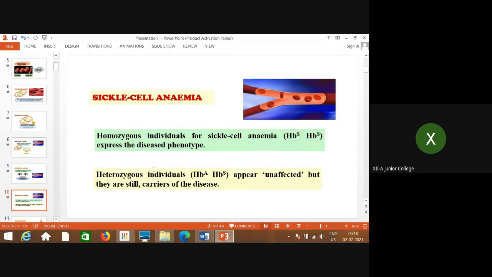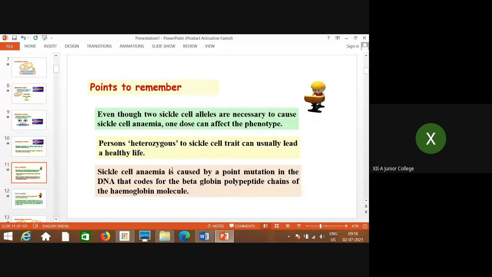But if the individual is heterozygous, that means one allele is normal and the other is sickle cell, it is represented as HbA HbS. In this heterozygous form, as the normal allele is dominant over the sickle cell allele, this person is phenotypically normal. The person just carries the gene for sickle cell. What you need to remember is, even though two sickle cell alleles are necessary to cause sickle cell anemia, one dose can also affect the phenotype. A person heterozygous for the sickle cell trait can usually lead a healthy life, as I told you just now.